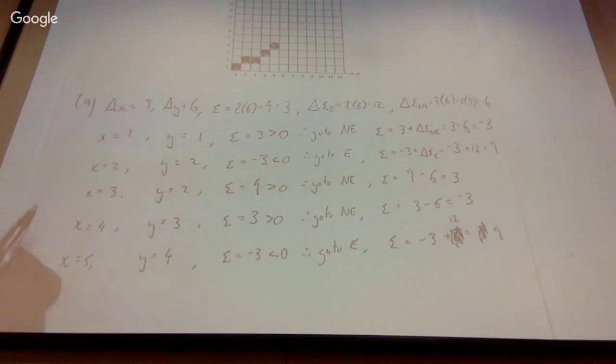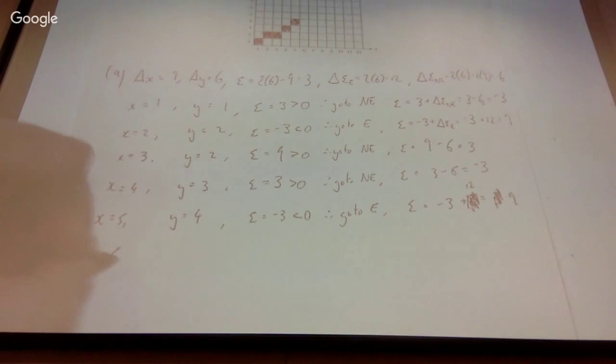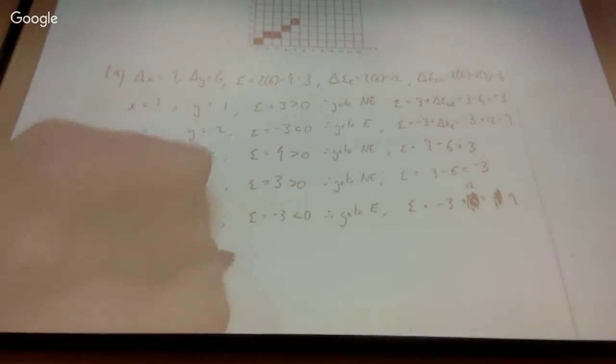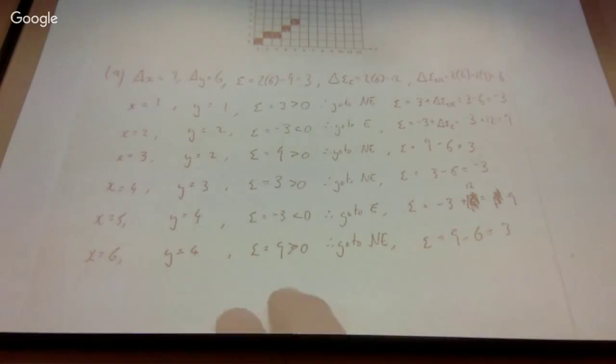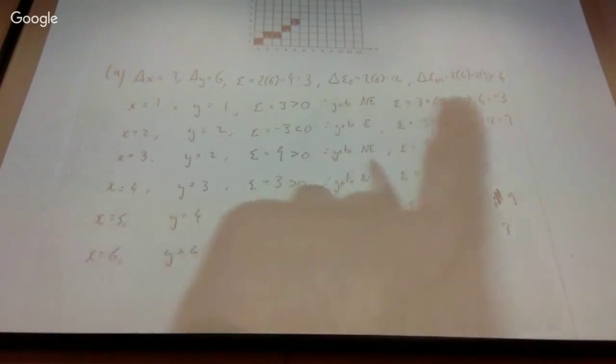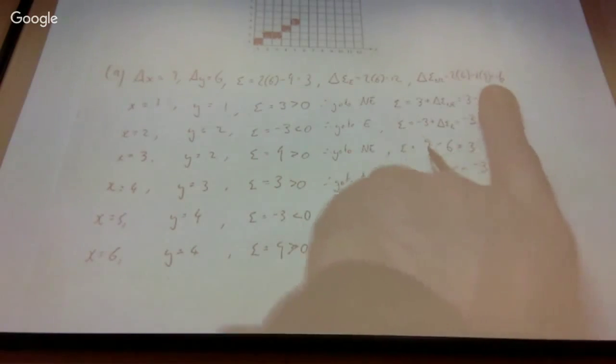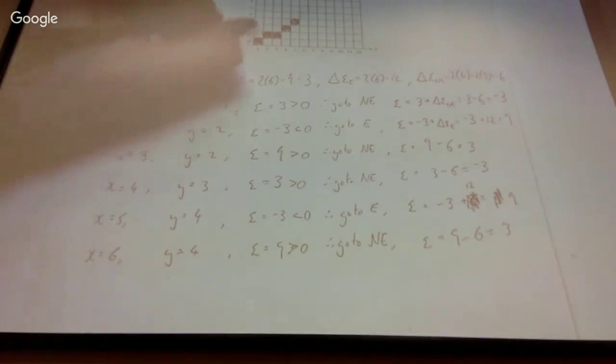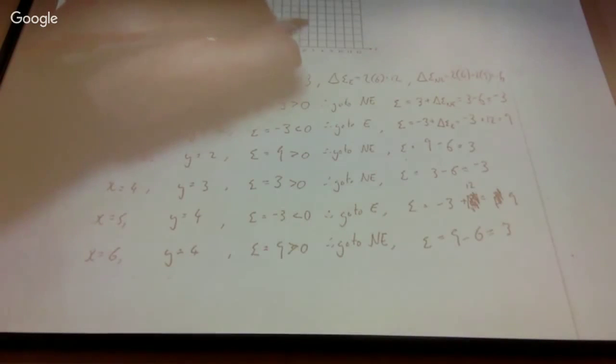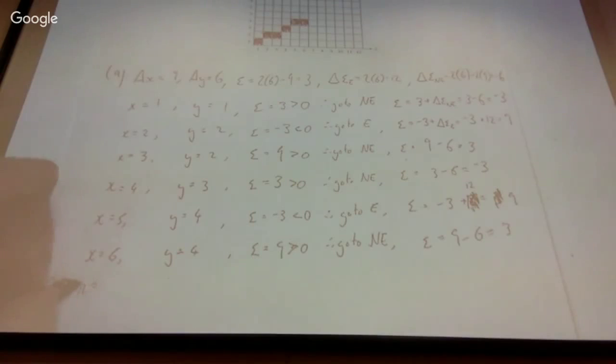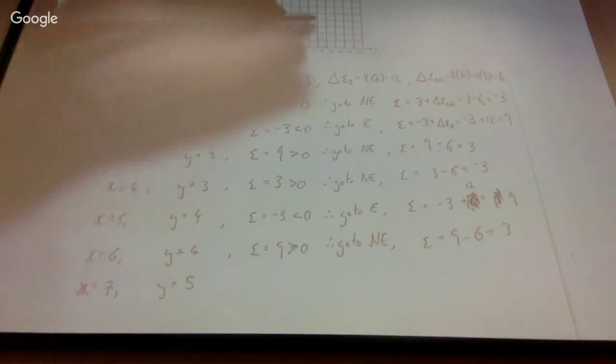So that's x at 6, y is at 4, the error is 9, it's positive. So next time go to the northeast. And we subtract 6 from the error because that's the change in error if we go to the northeast. 6, 4 there. So if we went to the northeast, we've got x equals 7, y equals 5.